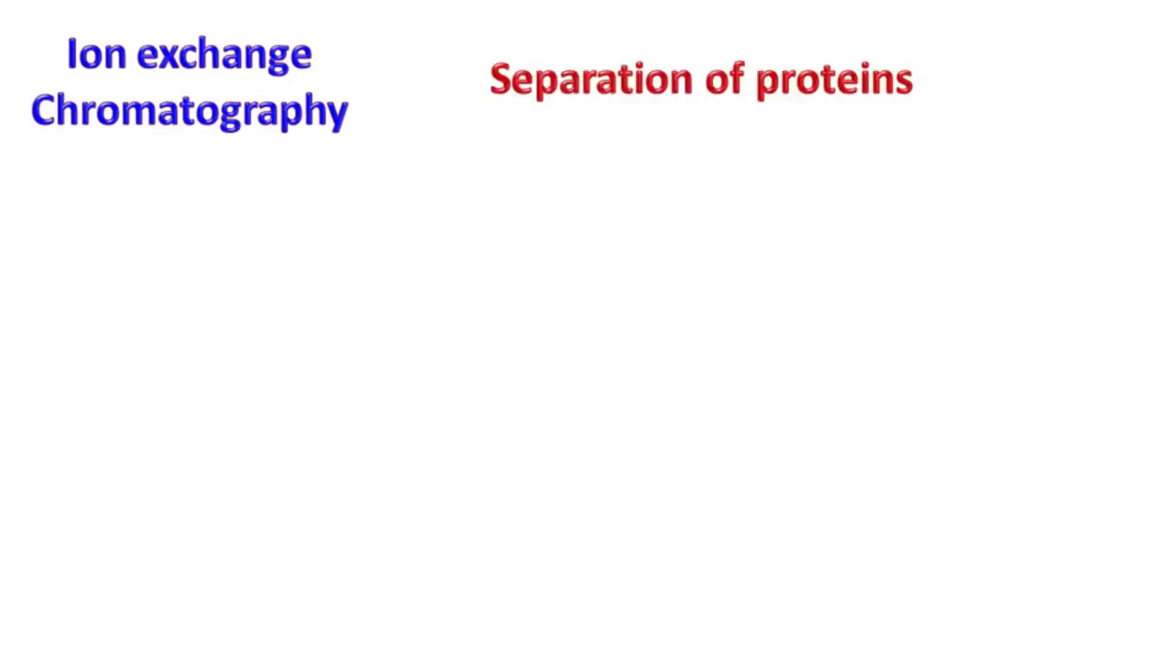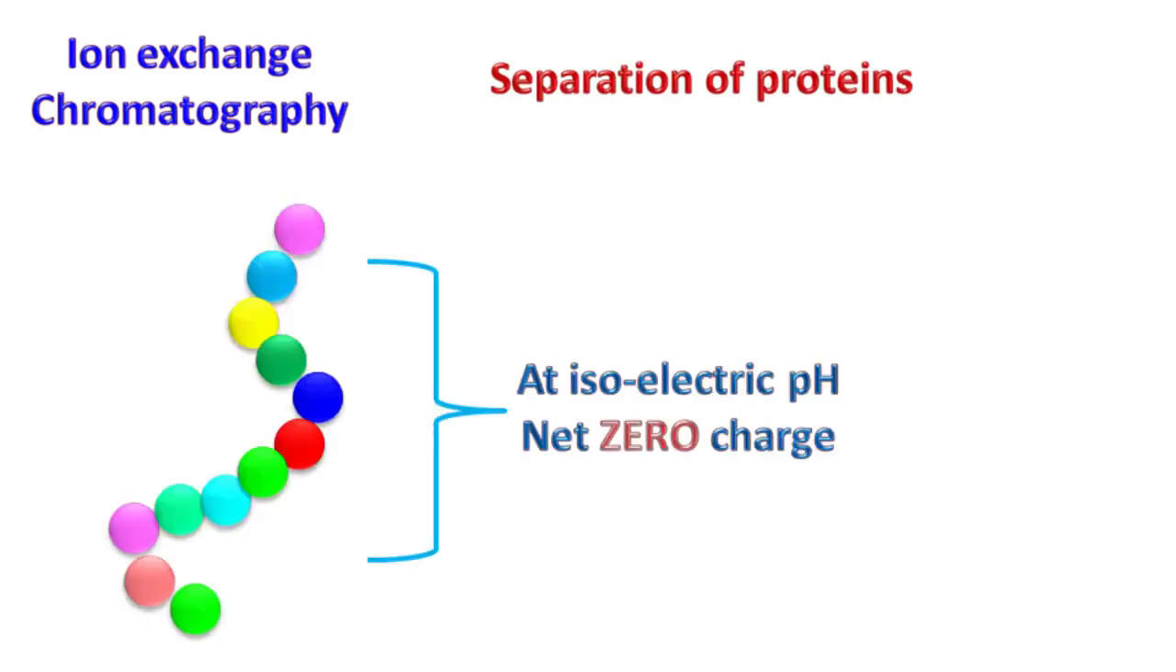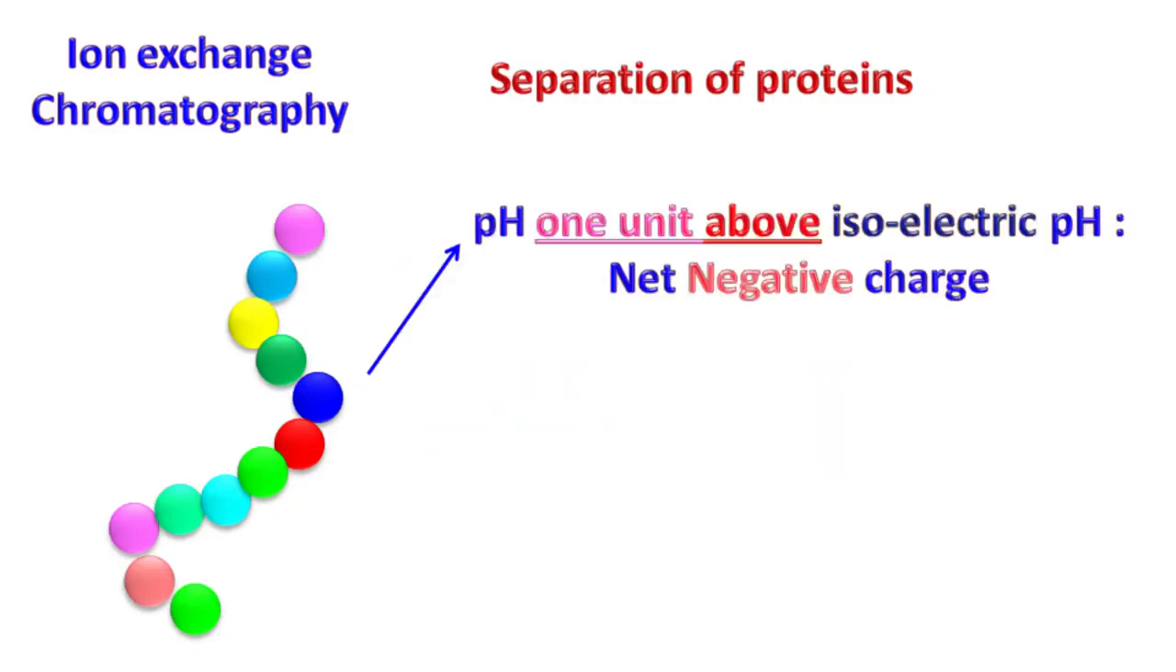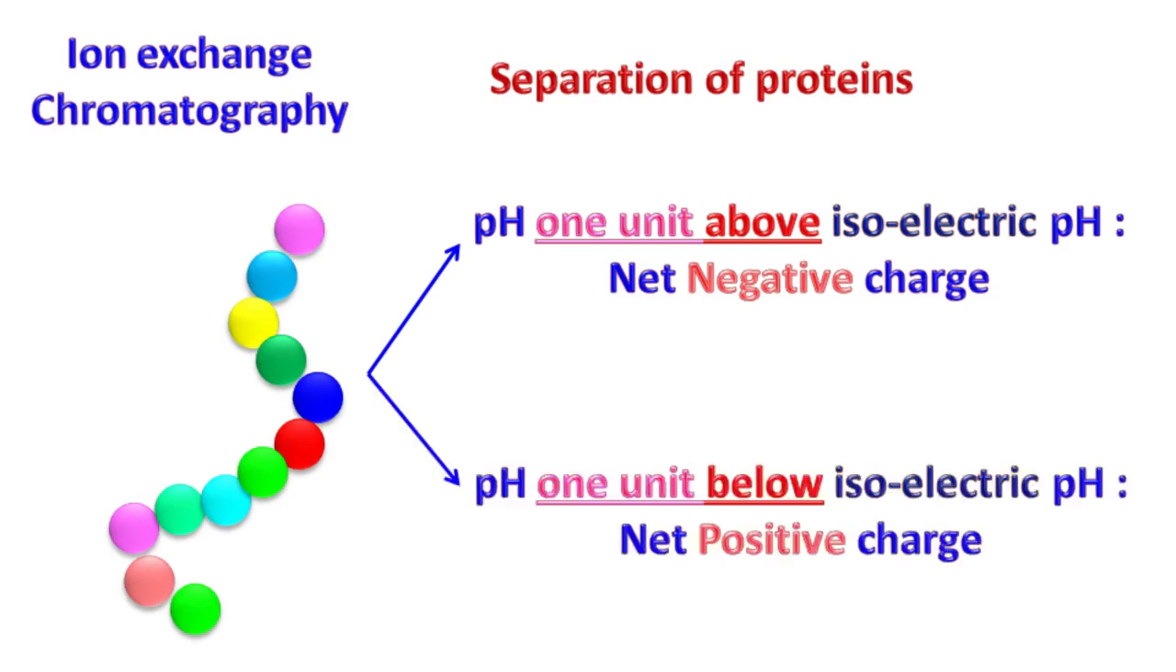Let's try to understand the separation of proteins with ion exchange chromatography. At isoelectric pH, the net charge on the protein is zero. That is, proteins have equal number of positive and negative charges. If the pH is shifted 1 unit above the isoelectric pH, then the protein will have net negative charge. And if the pH is shifted 1 unit below the isoelectric pH, then the protein will have net positive charge.